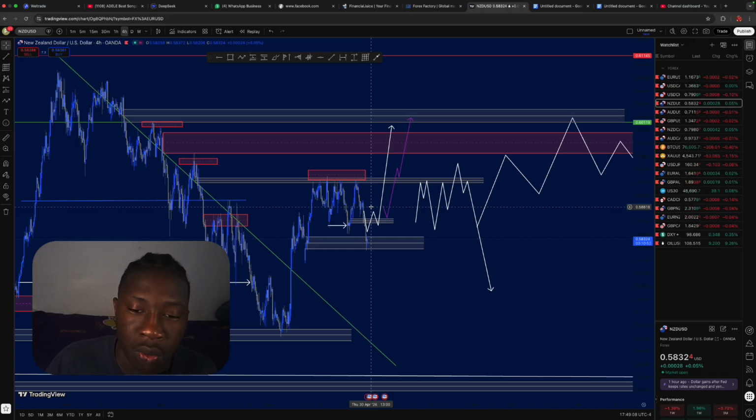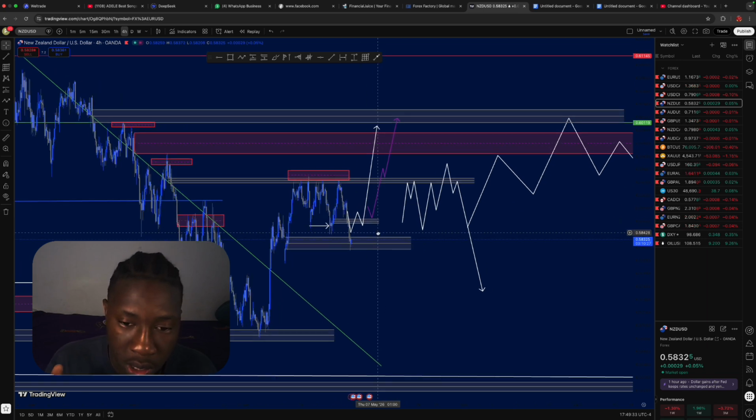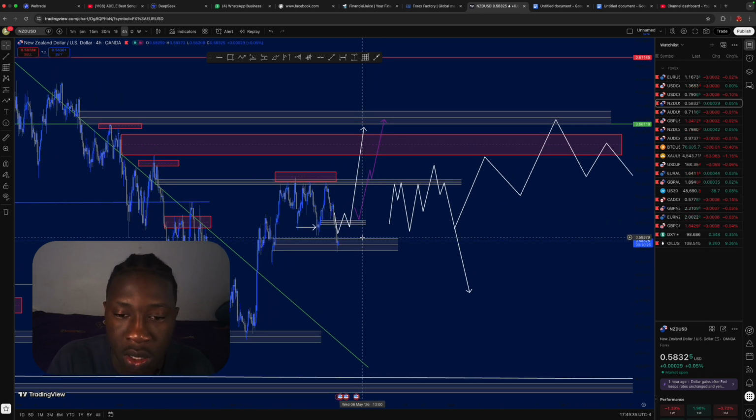But I will see what the market is going to give me. But the markets will always respect the structure. So even though I can say I lost an entry, the structure is going to be respected, and it will happen in the near future.